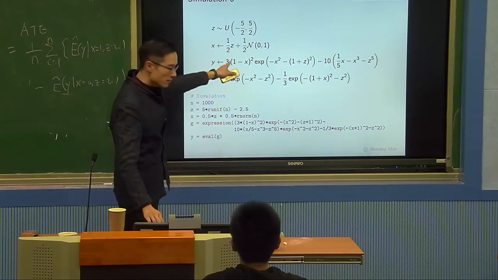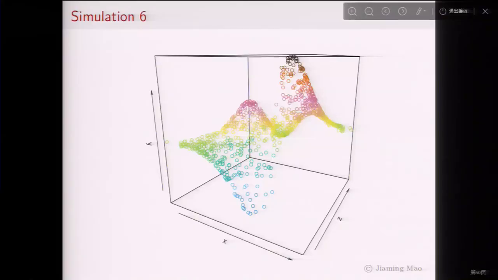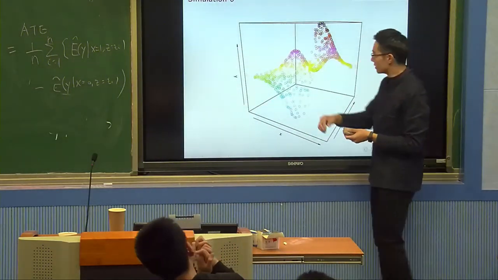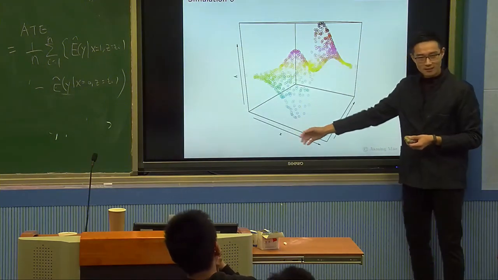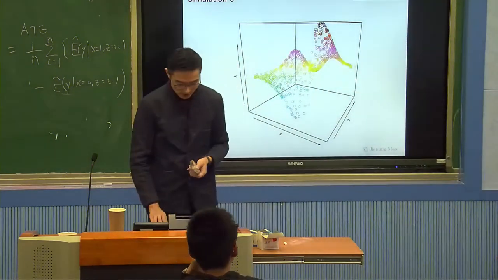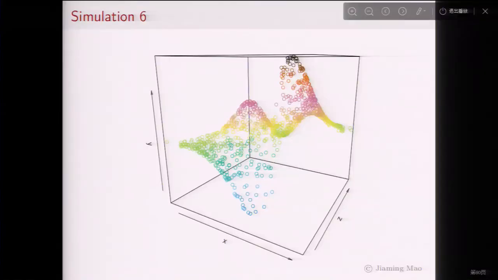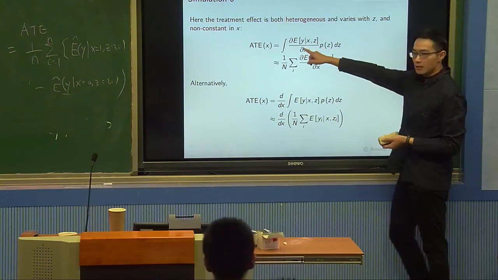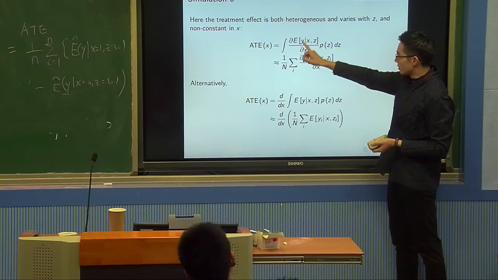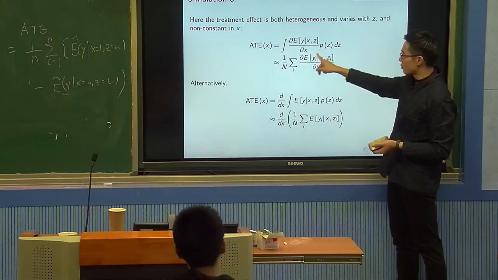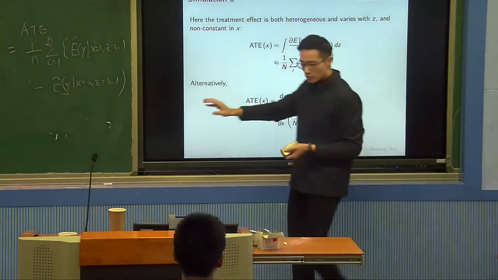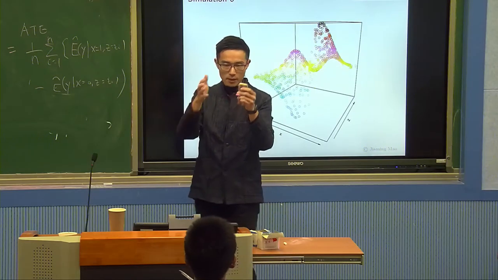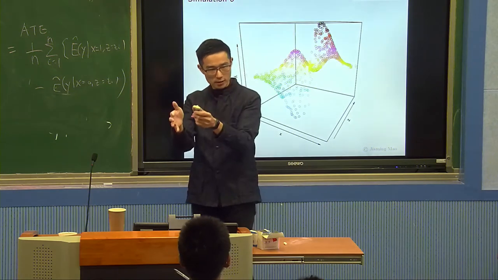If you want to know how to simulate this, you can look at the coding, but this is the result. So this is the Z variable, this is the X variable, this is the Y variable, and this is a pretty complicated relation, right? Alright. How do we do this? Well, first of all, how do we calculate the ATE? Right? What is the ATE? Well, like we said, the ATE is the integral with respect to Z of the partial derivative with respect to X. So now, remember, in the previous case, when X is 0 and 1, the ATE is simply the conditional X equal to 1 minus conditional X equal to 0.